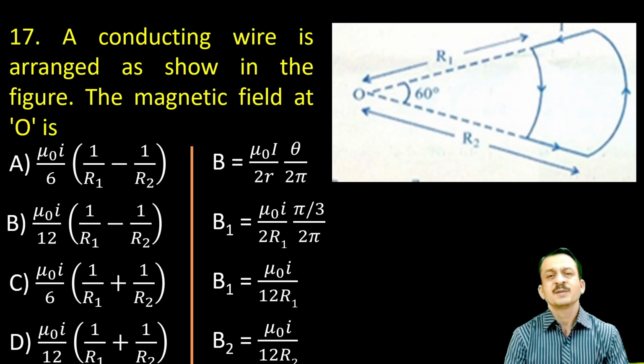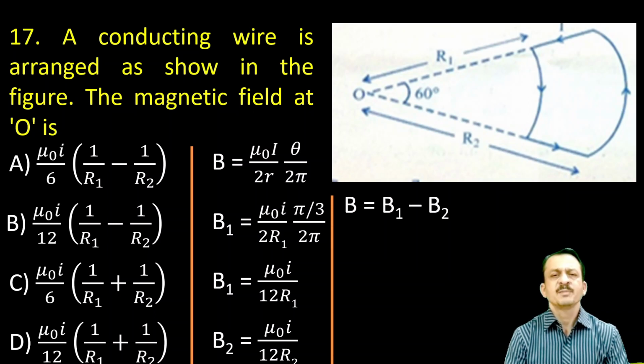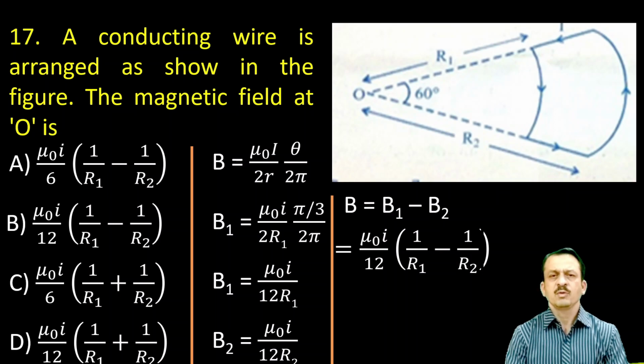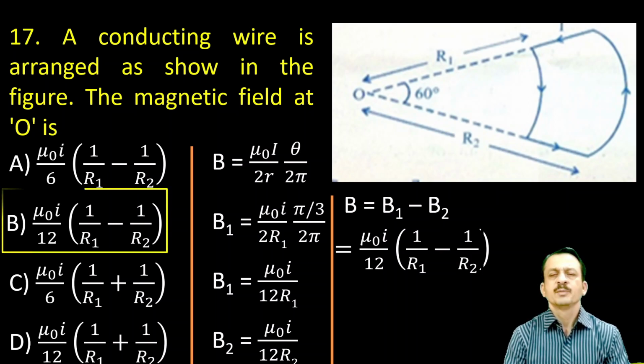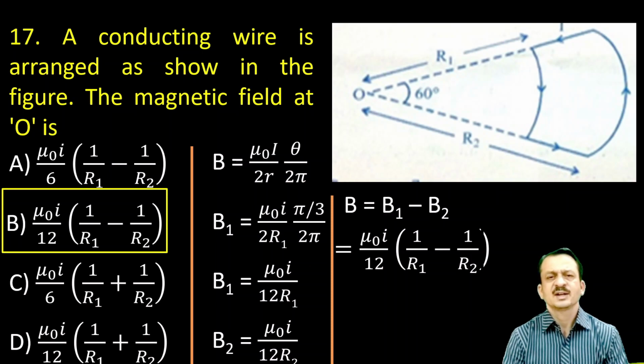Therefore, what is the net magnetic field? It is B1 minus B2, because these two are in opposite directions. Now B1 is mu naught I divided by 12 R1 minus mu naught I divided by 12 R2. Mu naught I divided by 12 is common. If I take it out, it is 1 by R1 minus 1 by R2. Hence, B is the right answer here.